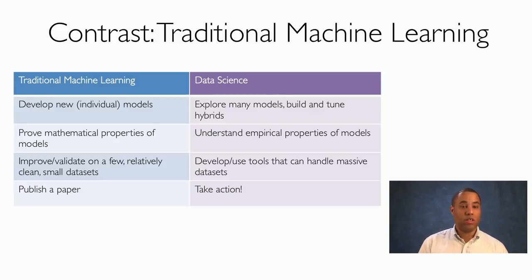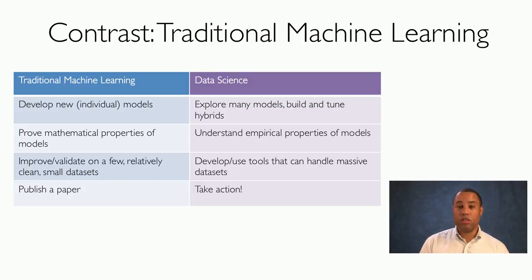In traditional machine learning, we take a small, clean data set, and that's what we use to validate our results and build our models. In data science, we're dealing with massive amounts of dirty data. We have no control over what's in the data set and what's not in the data set in terms of cleanliness. And so we need tools that can handle this dirty data.